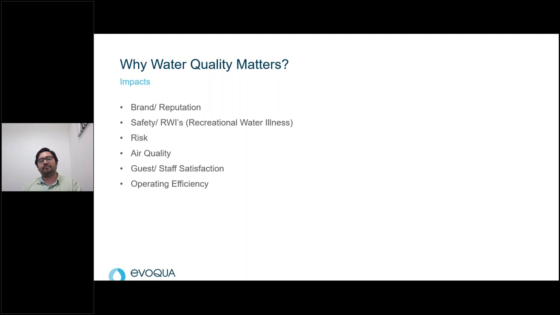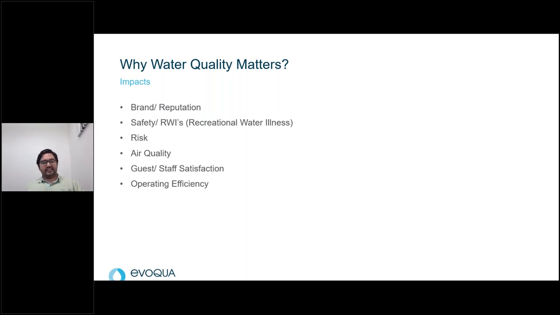Air quality as well. The pool smell that you are getting actually affects the pool facilities, especially for an indoor pool. This all affects your guests' and your staff's satisfaction when they visit your pools, and when they work at your pool as well. And lastly, operating efficiency.